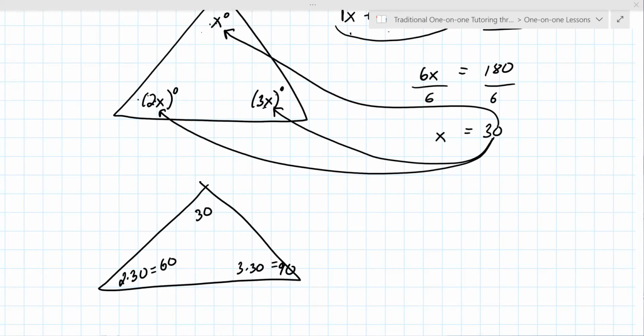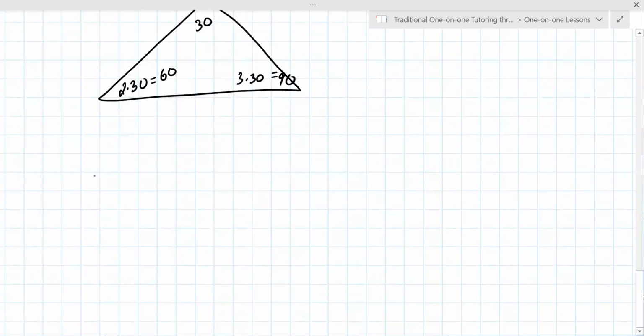So we're going to do some more problems here just to try to formalize that. Let me see if I can find a worksheet for us to work on. Yeah, so here we go. So here's another one here. So here's a triangle.